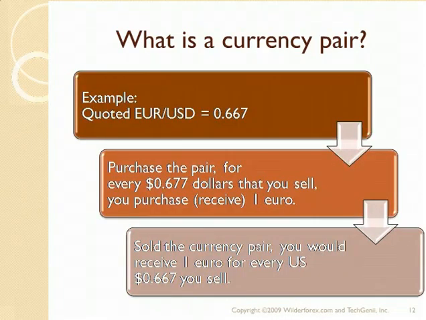Another example, say we quoted the Euro USD at 0.667. To purchase the pair, for every $0.667 that you sell, you receive €1. When you sold the currency pair, you would receive €1 for every $0.667 you sell. The base currency would be the euro, the quote currency would be the USD.